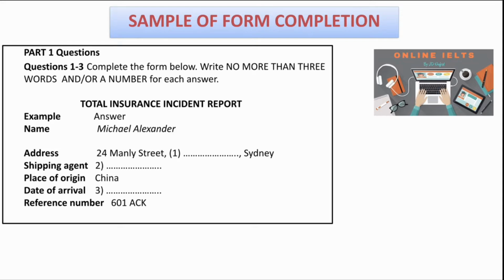Okay. I need one more thing. There's a reference number. It should be in the top right-hand corner of the pink form they gave you. Let me have a look. I have so many papers. Yes, here it is. It's 601 ACK. Thanks.